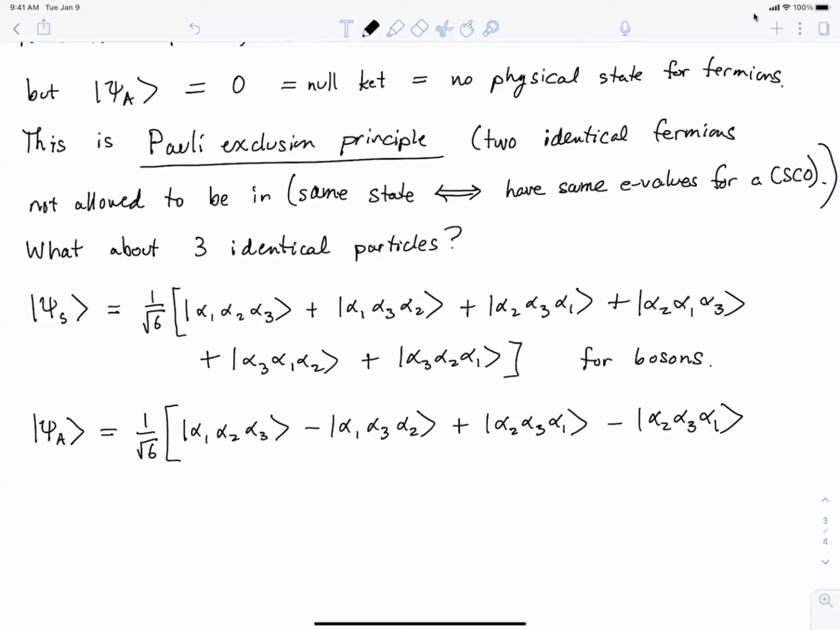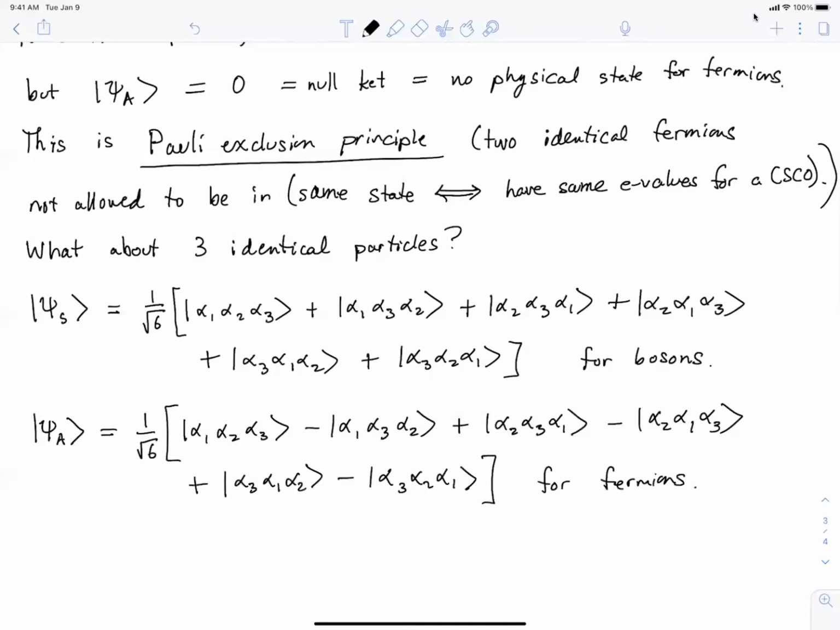All right, alpha. Oh, I did this wrong. Let's see. That should be 1, 3. 1, 2, 3, 1, 3, 2, 2, 3, 1, 2, 1, 3. And then there's 3, 1, 2. And 3, 2, 1. Okay, and that's the unique linear combination that works for fermions.